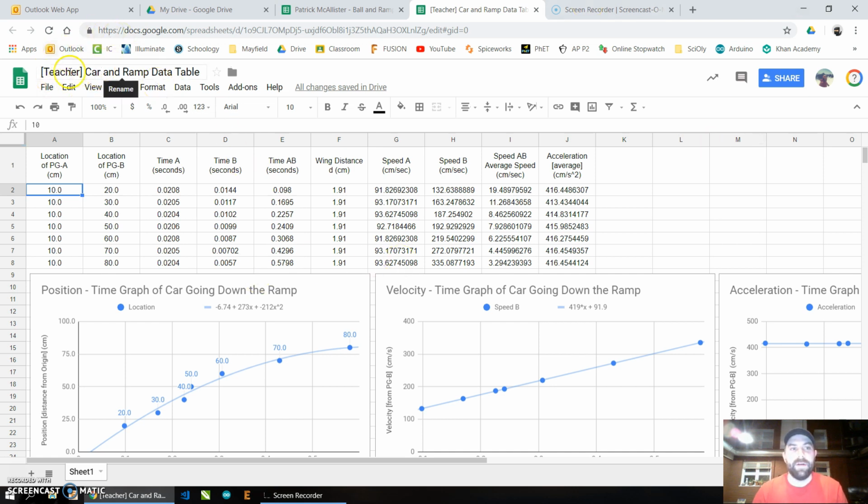So I have here a set of car and ramp data from the lab that we did last week. You'll remember we had a cold day, so it's a little bit dicey on how all those things went down, and I have a meeting tomorrow.